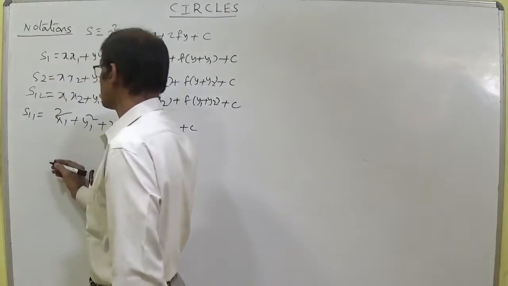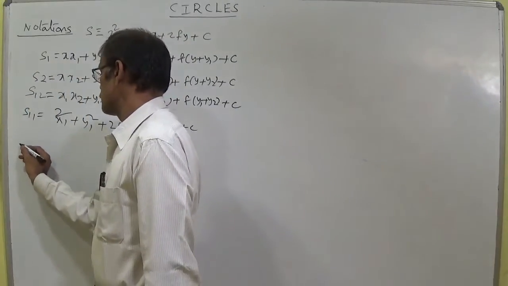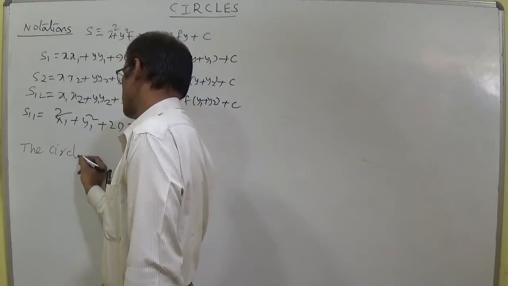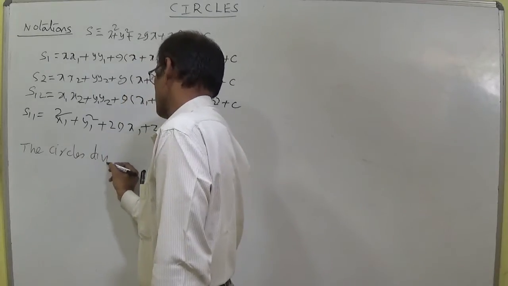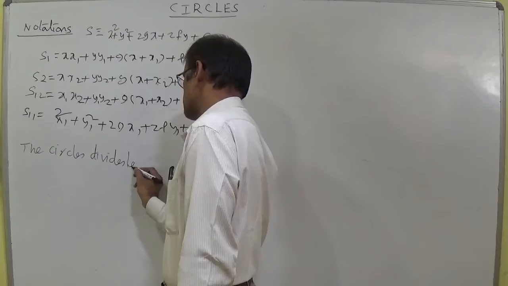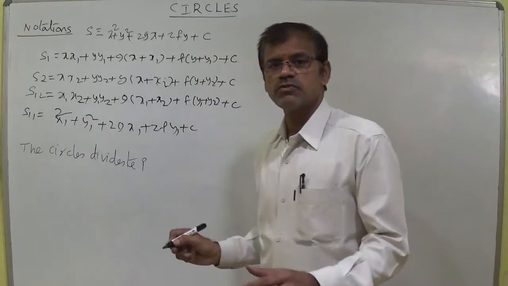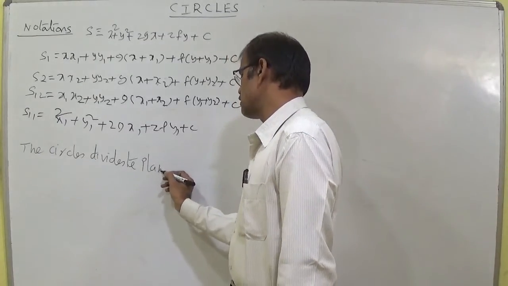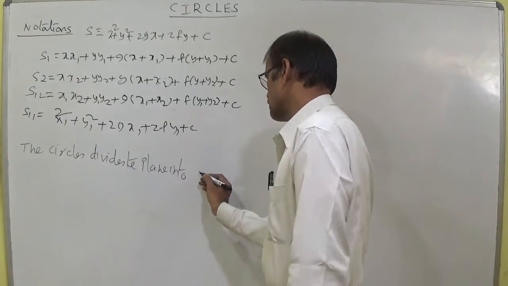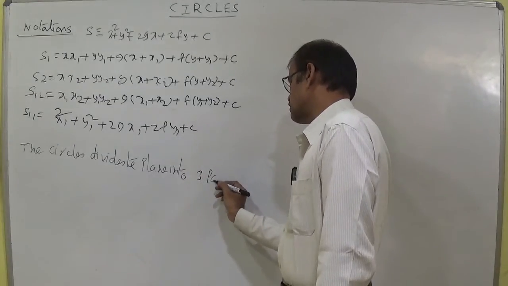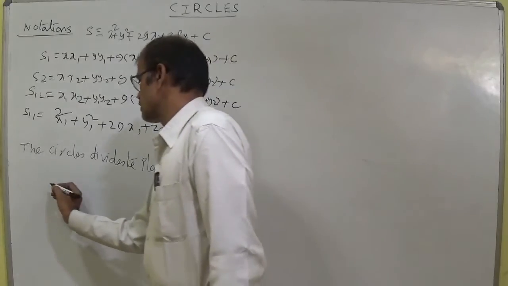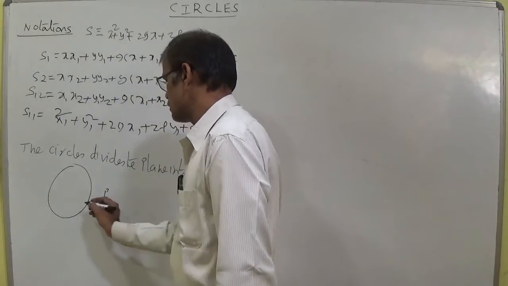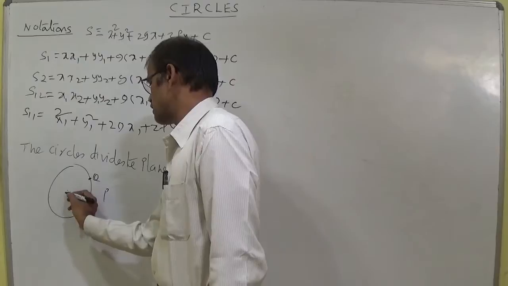Before going to discuss the power of point, I am drawing a circle and writing a point like this. The circle divides the plane. The plane means wherever the circle lies on the plane. The circle divides the plane into three parts. Like this. Put here P, put here Q, put here R.